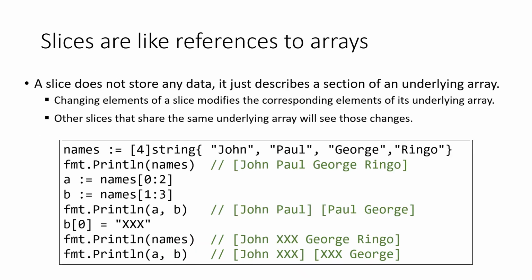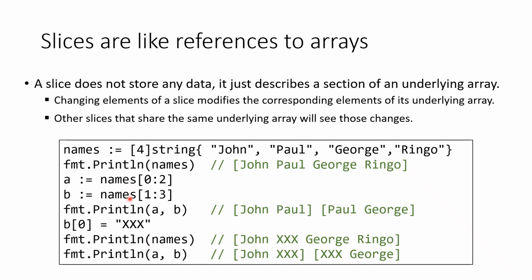The best way to view slices is that they are like references to arrays. It means that a slice does not store any data. It just describes a section of an underlying array. So changing elements of a slice will modify the corresponding elements of its underlying array, and other slices that share the same underlying array will see those changes. This code fragment is an example demonstrating these effects of changing elements of a slice.